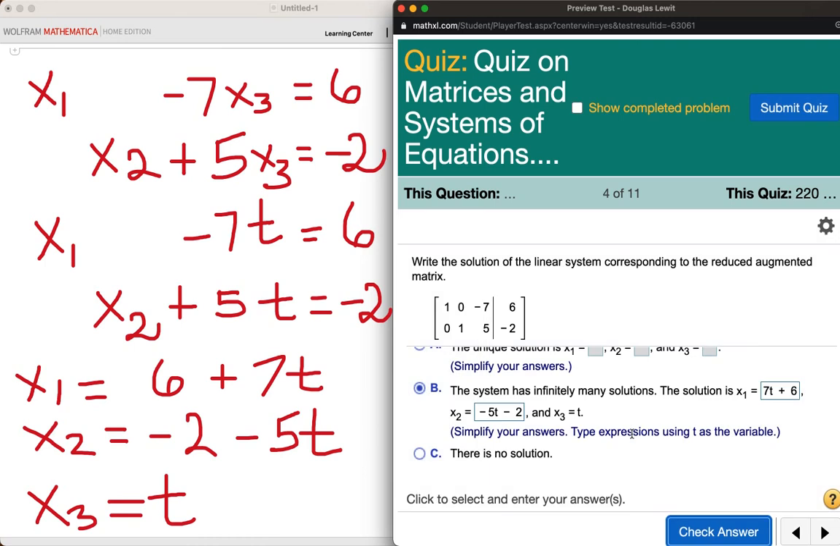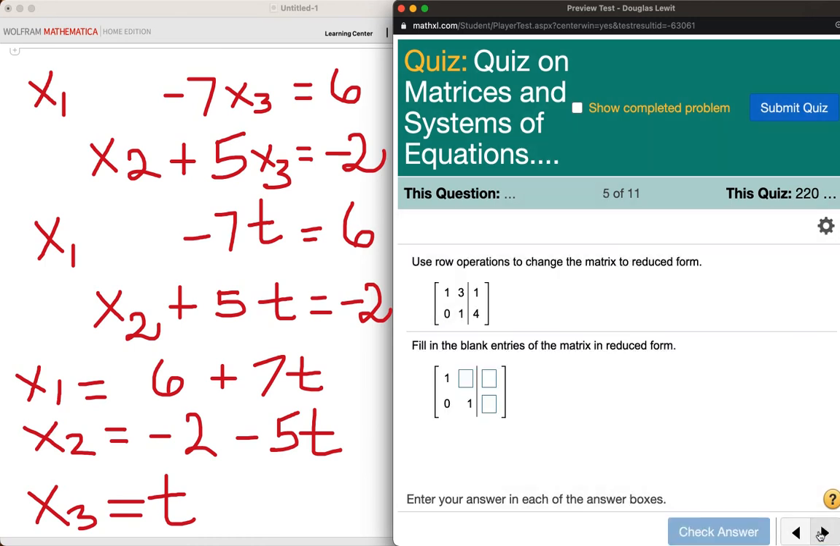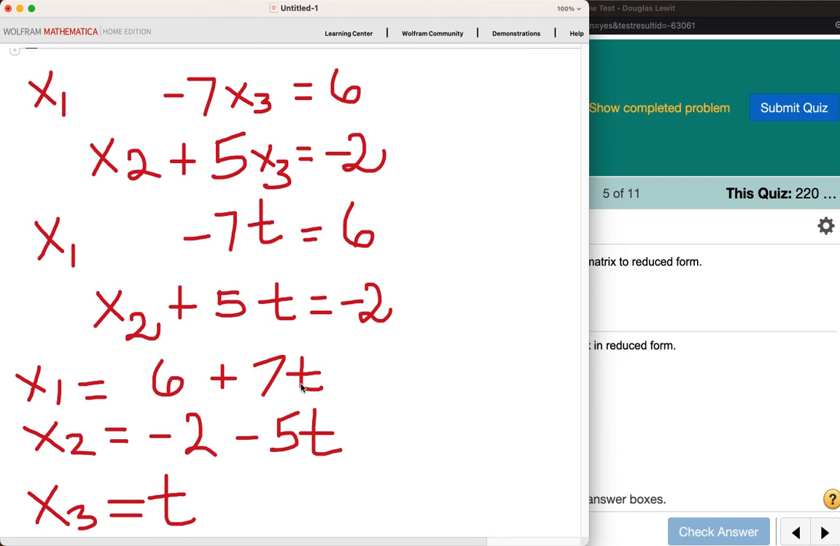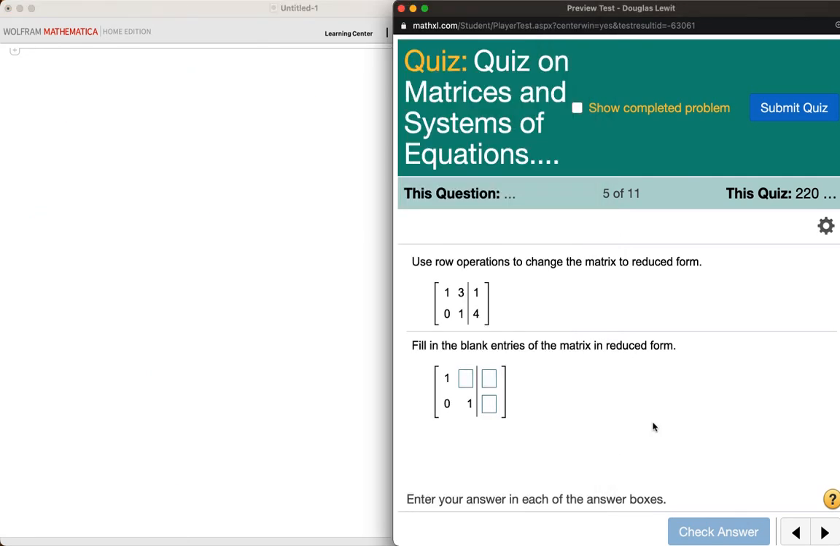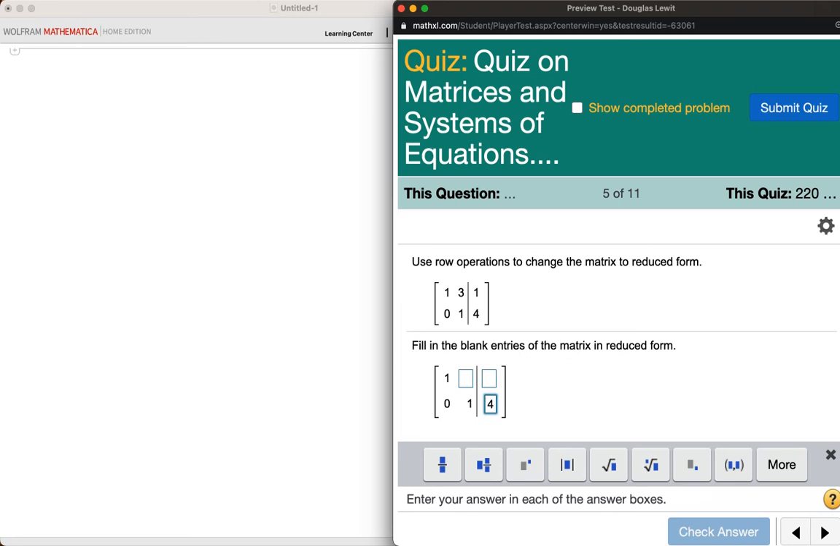So these problems really should not be too bad. I don't think they're that dreadful. Use row operations to change the matrix to reduced form. Okay, one second. Let me get rid of that. Well, the bottom row is already reduced. There's nothing really to do. We know this is going to have to be a 0.